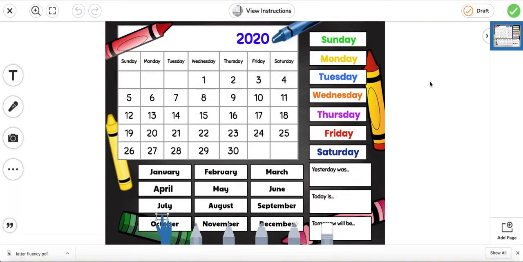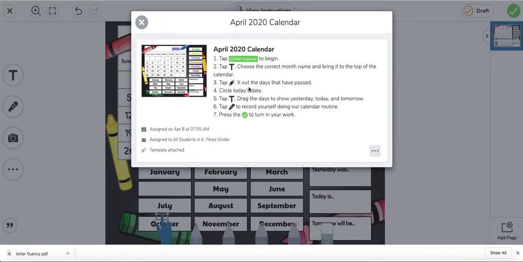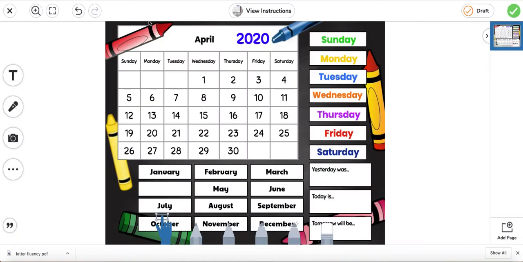We're going to go ahead and begin with our calendar. So today we are in the month of April. So I'm going to go ahead and move April over here. We're going to go ahead and cross out the days we have passed and circle today's date. Today is the 8th. So I'm going to go ahead and circle the 8th. And I'm going to cross out the other numbers.